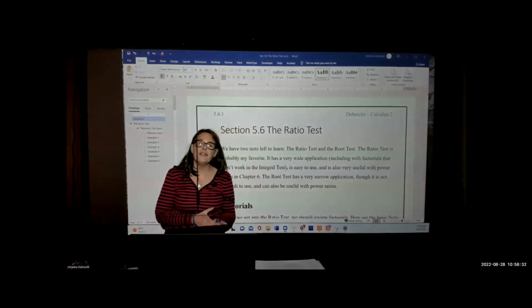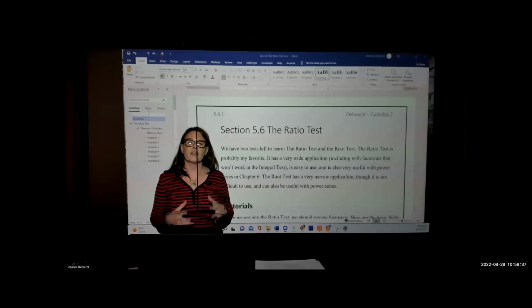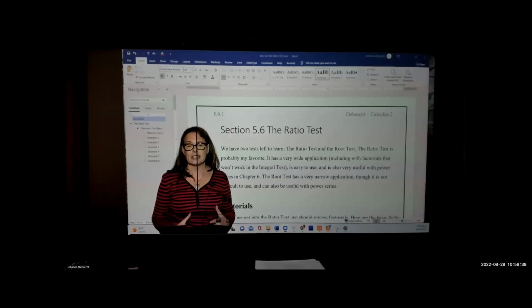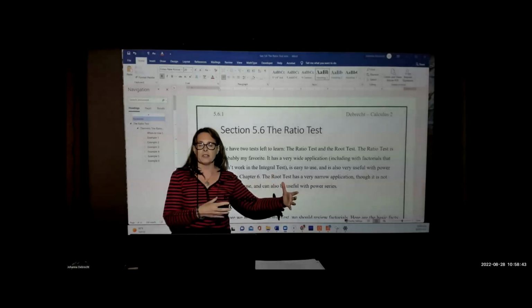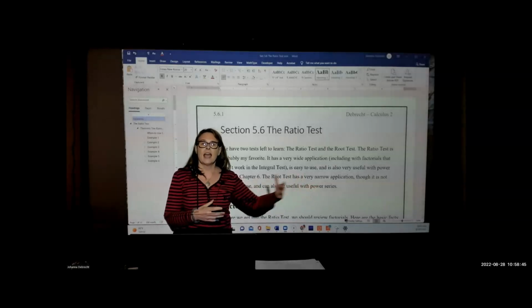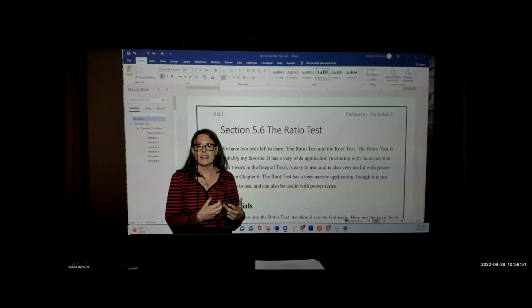Welcome back to another video where we're learning about different tests for the convergence of an infinite series. Remember that a sequence is an ordered list of values separated by commas, and the infinite series is based on the sequence by taking out the commas and replacing them with plus signs.